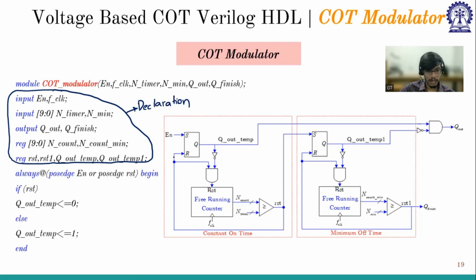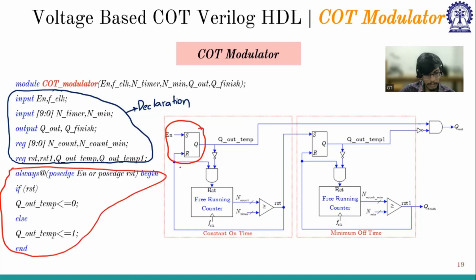And from here, this is this block. Maybe I'll use a different color. This enable and set reset is this block, same as current mode control. So either positive edge on enable or positive edge on reset will enter the block. If it is reset, output is 0. If it is set, then output is 1. So it is simple.